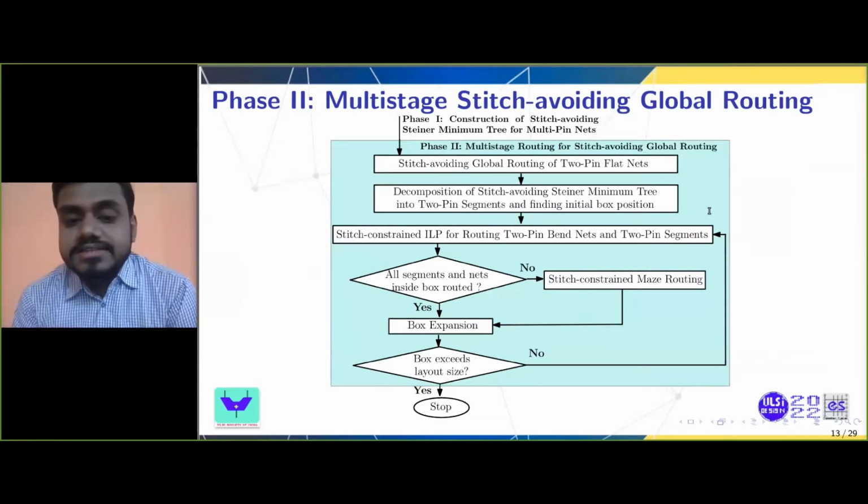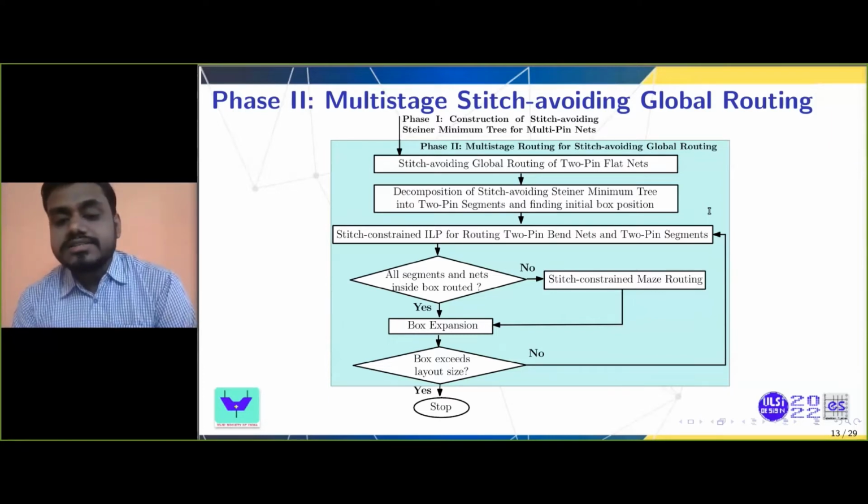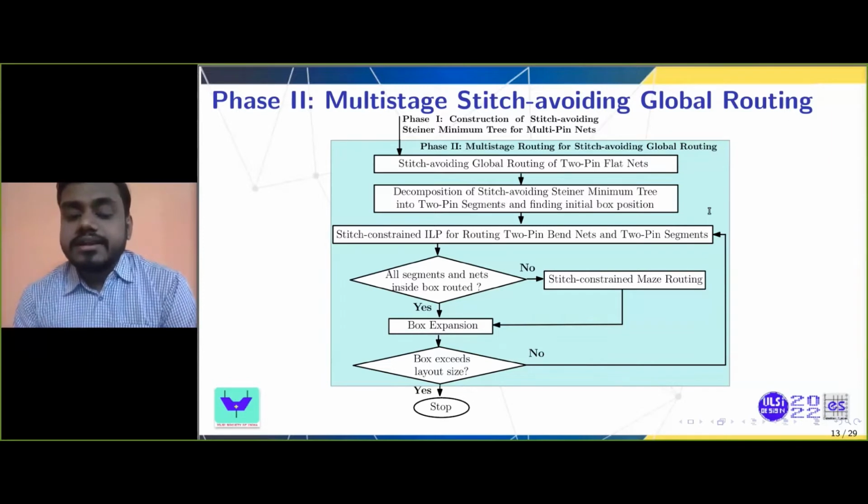Now, in the second phase, we first route the flat nets using a shortest path algorithm. Next, we decompose the stitch avoiding Steiner minimum tree into two-pin segments, and we then define the initial position of the box. We use a stitch constraint ILP to route the bend nets and segments present in the current box. The unrouted nets are routed using stitch constraint mesh routing. Then we expand the box to include new nets inside it and route them again. This process continues until the box covers the entire routing region.